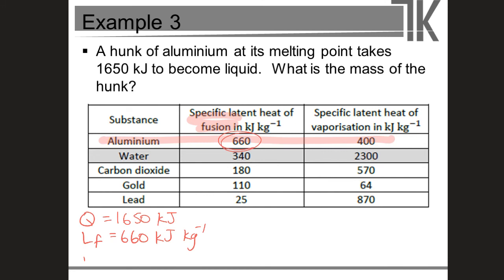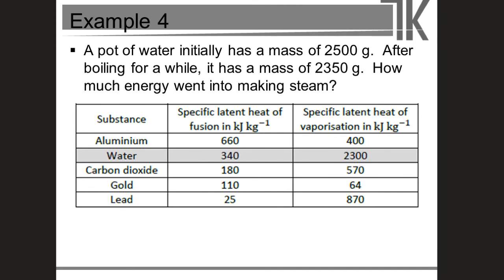What is the mass of the hunk? So we want to write out our equation, Q equals ml, and then rearrange for m. So we have m equals Q over L. Then we want to substitute our numbers in. So we've got 1650 over 660. And really this should be on the next line. We should be working vertically and not horizontally here. I'm just running out of space. And we get m is 2.5 kilograms.